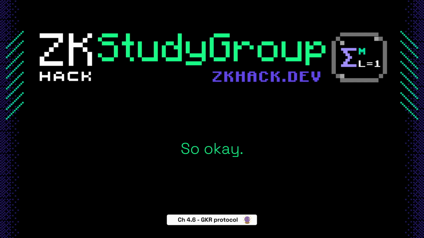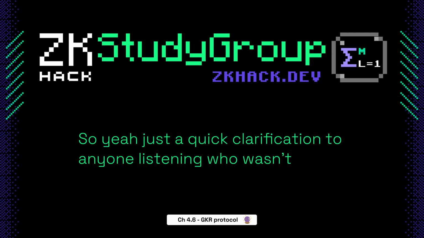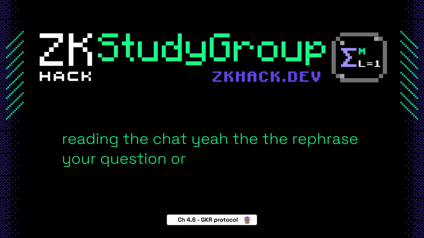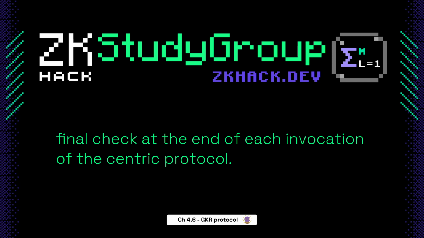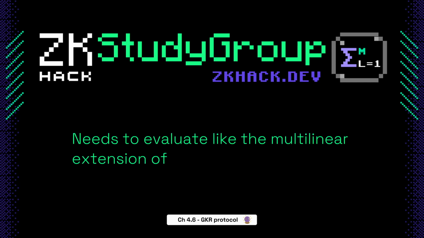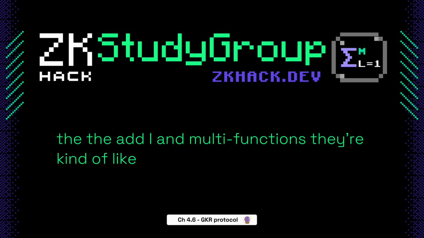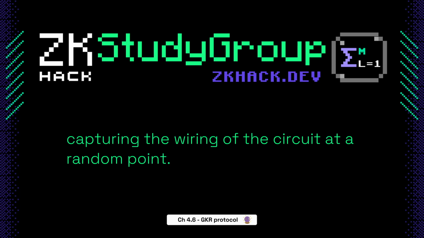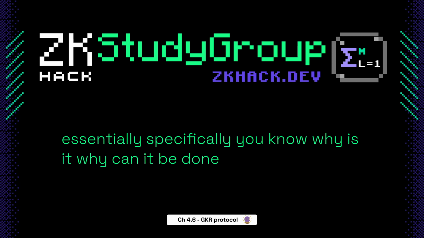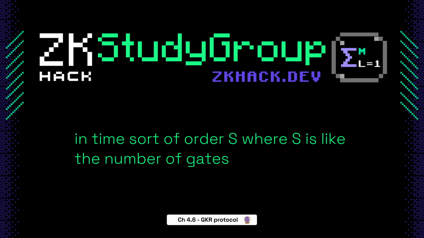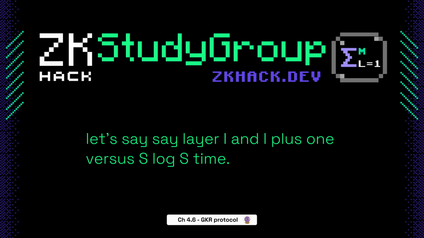Yeah, great. Just a quick clarification to anyone listening who wasn't reading the chat, I'll rephrase your question. In the GKR protocol, the verifier, in its final check at the end of each invocation of the sum-check protocol, needs to evaluate the multilinear extension of the add_i and mult_i functions. They capture the wiring in the circuit, at a random point. The question is how fast the verifier can do that. Specifically, why can it be done in time order S, where S is the number of gates at layers i and i+1, versus S log S time.